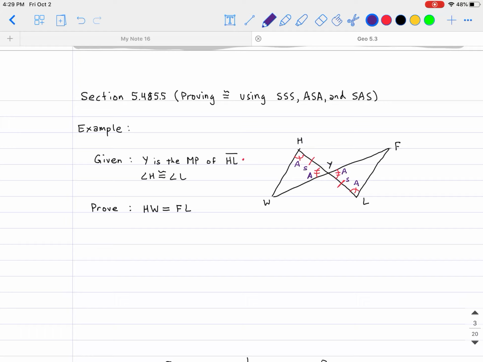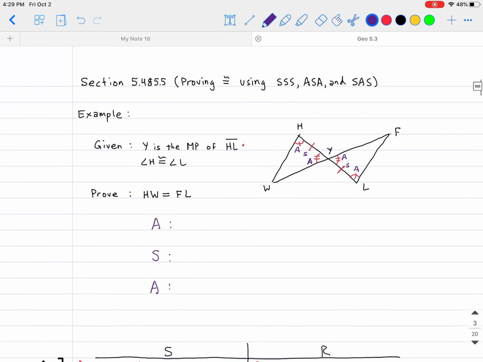First, I'm going to look at this proof as three separate parts. I need to first show the angles are congruent. Then I need to show the sides are congruent. And then I need to show that the last angle is congruent. Now, which angle is congruent first doesn't matter. You can pick whichever one you want. So in this case, let me start with the following. The first part of the subproof, I need to show that angle H is going to be congruent to angle L. Well, that's easy enough because that's given.